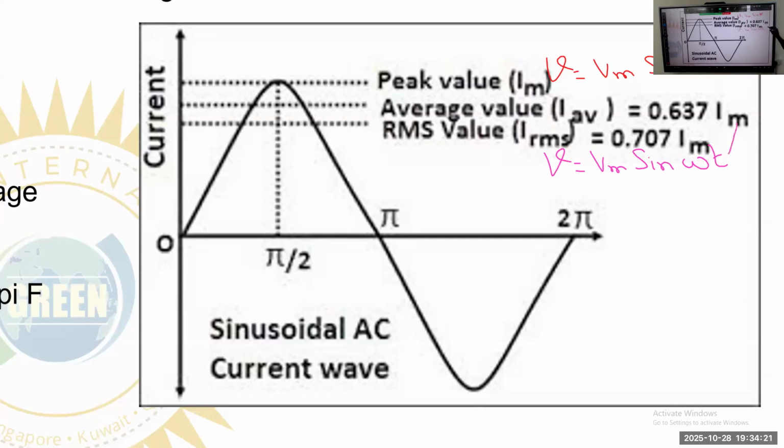So we must remember this formula. From the exam point of view, we use this formula, where omega is equal to 2 pi f. So what is the voltage at this point? Vm sin omega t. Instead of theta, right now we are using omega t.